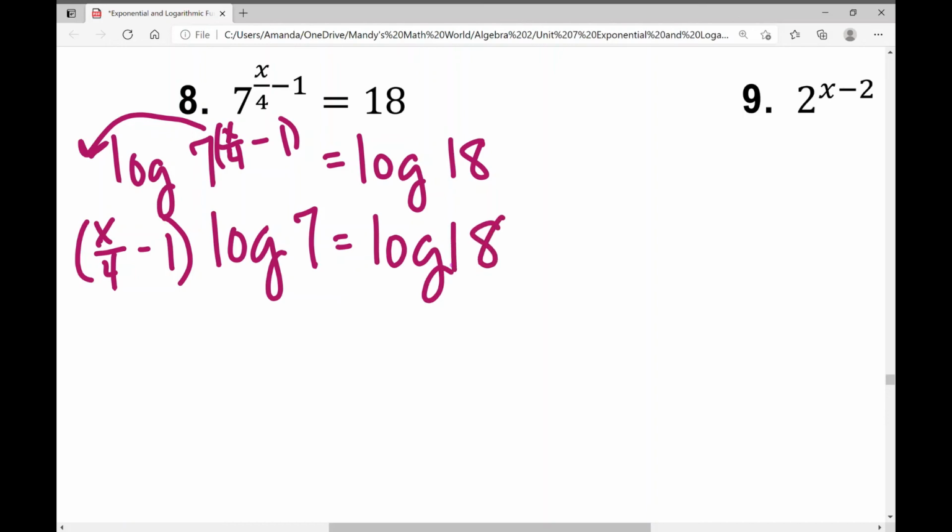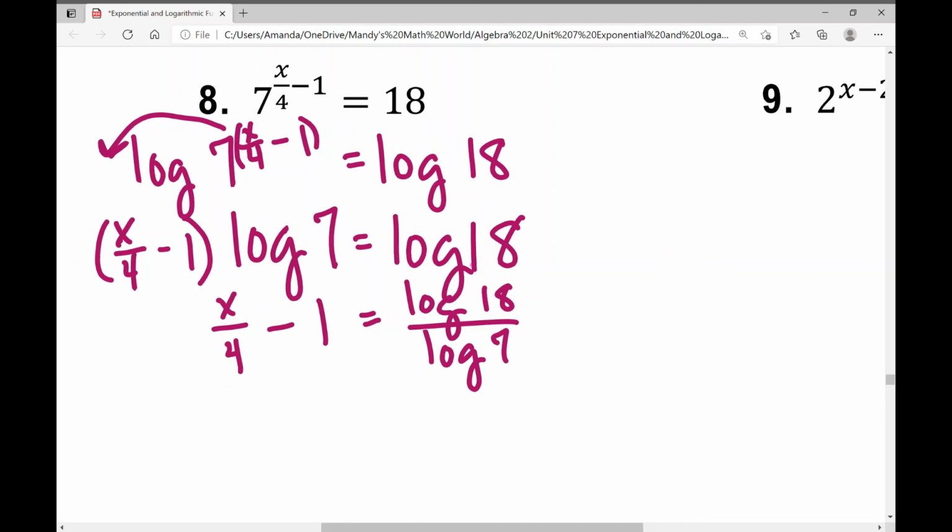And what do I do now? I get the variable portion all by itself. Well, I can get this expression, x divided by 4 minus 1, equals the log of 18 divided by the log of 7. Now, the biggest thing here is we're not going to approximate or round until the very, very end. Okay, so the log of 18 divided by the log of 7, if you plug it into your calculator, what do you get? You get like 1.48535... right? It keeps going.